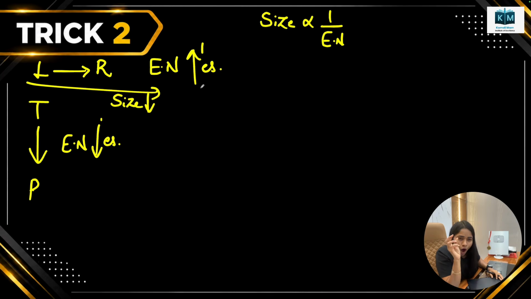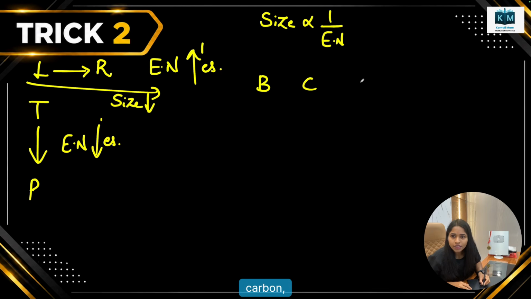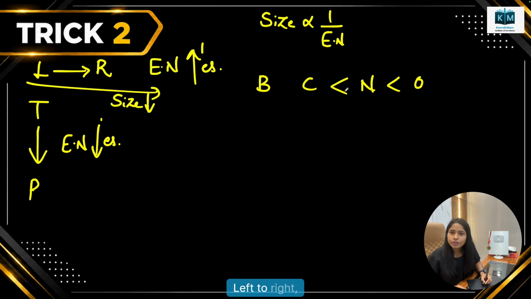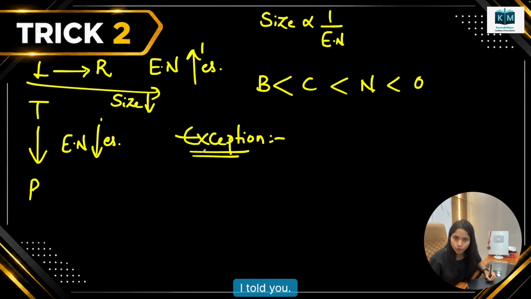Here, how you can solve the question is, for example, I will give you boron, carbon, nitrogen, oxygen. They will ask you to give the electronegativity order. What do you say? Left to right, electronegativity increases. Easy. And here one important exception I want to teach you. Top to bottom electronegativity decreases, I told you, but the boron family is an exception.